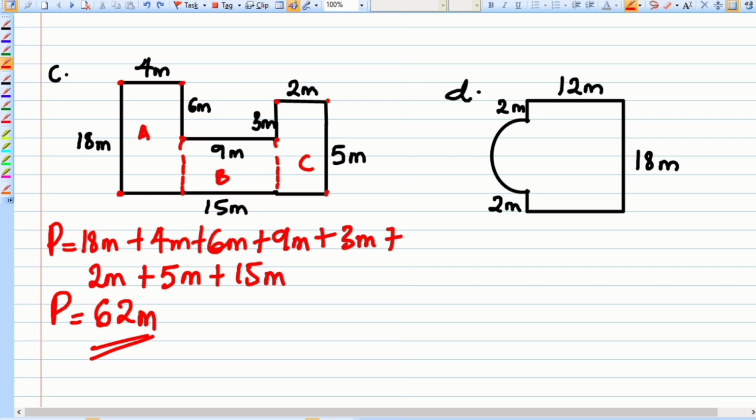Please, the most important part of this problem is to get the distance around the shape. The addition part is not a challenge.